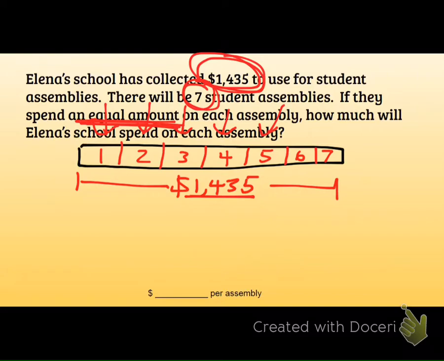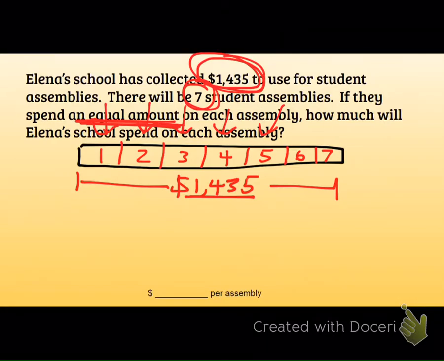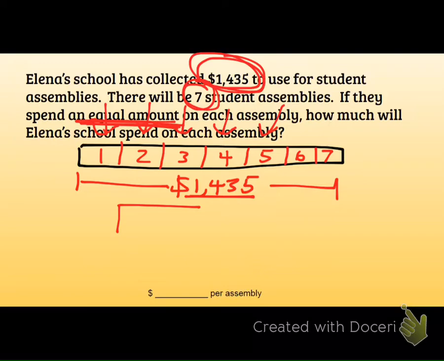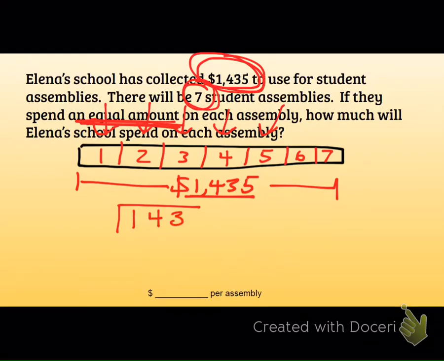Okay? So let's go ahead and divide, because that's what we're doing. We're taking the amount and splitting it into 7 pieces, or dividing it into 7 pieces. So we go ahead and set it up. We're going to put 1,435 on the inside of our house. On the outside of the house is 7. That's the number of assemblies. So let's go ahead and divide here.